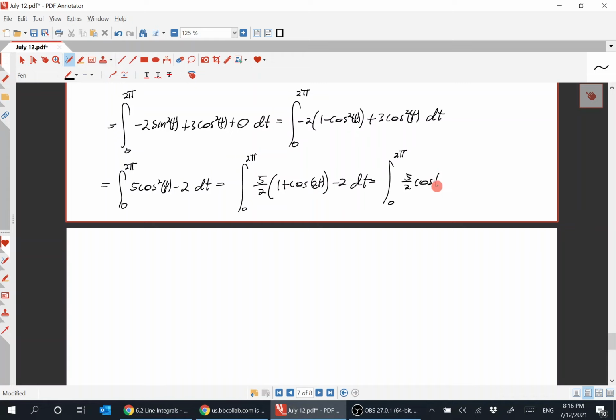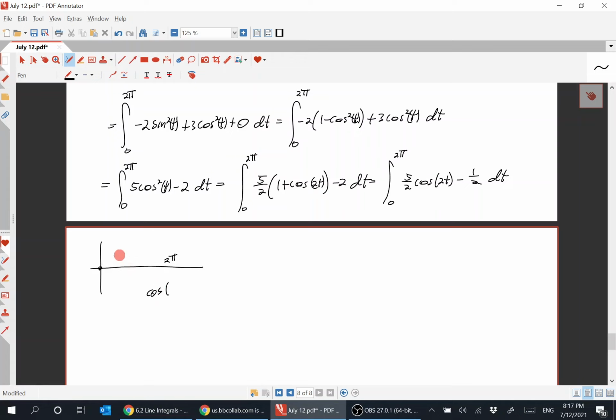5 halves cosine 2t, 5 halves minus 2. So 5 halves minus 4 halves is 1/2 t. Okay, what's this integral? Cosine 2t from 0 to 2 pi.